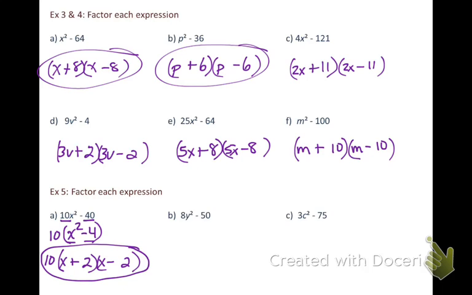All right, let's look at B. Well, I'm trying to figure out what can go into 8 and 50. Well, 2 can. So I have 4y squared minus 25. And again, 4 and 25 are perfect squares, so you can break it up again. So it would be 2y and 2y, plus and a minus. And then I can break up 25, which would be 5 and 5.